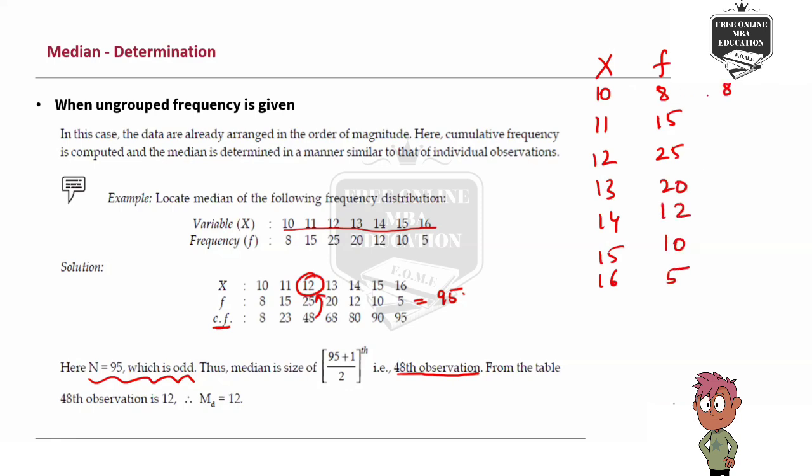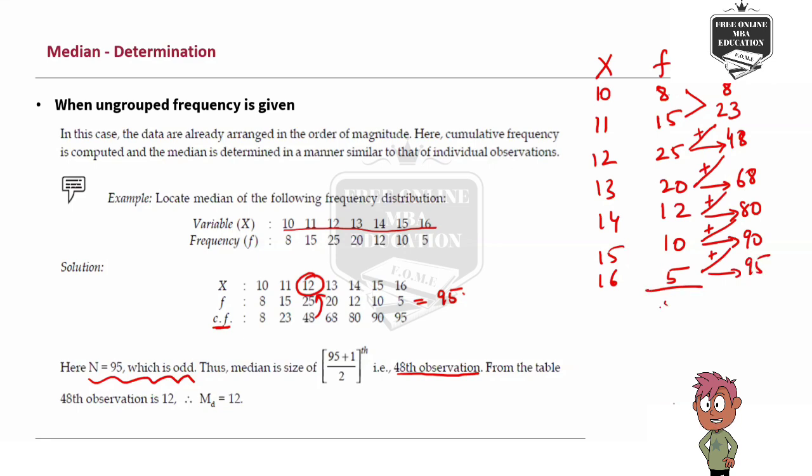So 8, now 8 plus 15, just add them. You will get 23. 23 plus 25 will give you 48. 48 plus 20 will give you 68. 68 plus 12 will give you 80. 80 plus 10 will give you 90. 90 plus 5 will give you 95. If you get the total, this is also 95. We can check. So this is how we can find out the values.